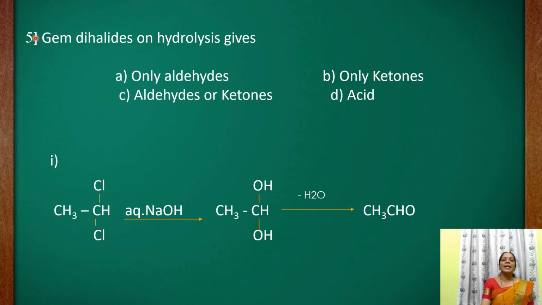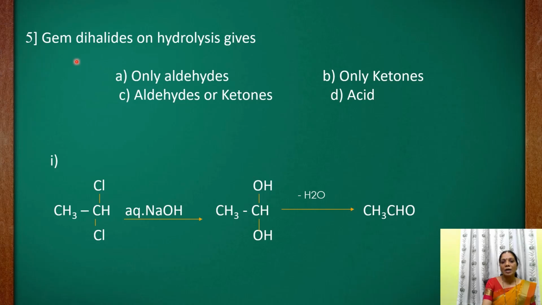Listen here, gem dihalides. Before that, what are dihalides? In the theory part, you have studied about the types of dihalogen compounds. You know this, the dihalogen compounds are mainly classified into how many types? 2 different types. Which are those? Geminal dihalides and vicinal dihalides. Okay, 2 types of dihalogen compounds are geminal, also called the gem form, and vicinal dihalides.